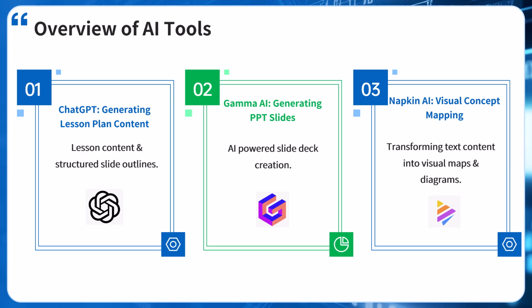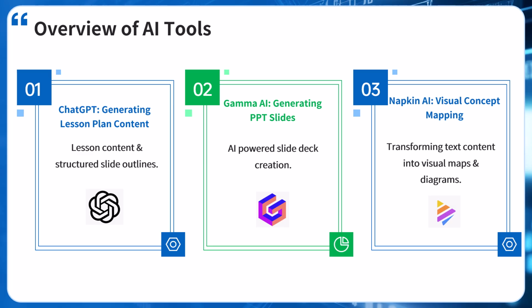This slide gives you a quick snapshot of the 3 main AI tools we'll be working with in today's workshop. Each one plays a unique role in supporting a different stage of your lesson planning and presentation process. We'll start with ChatGPT, which you may already be familiar with. This tool helps you generate lesson content, draft ideas, and create structured slide outlines. It's great for brainstorming, scripting, and organizing your instructional flow.